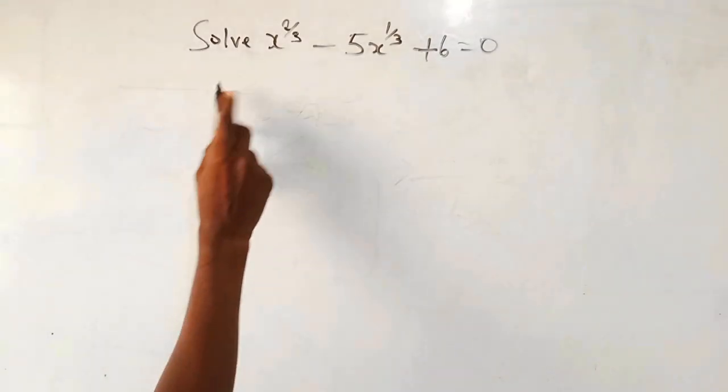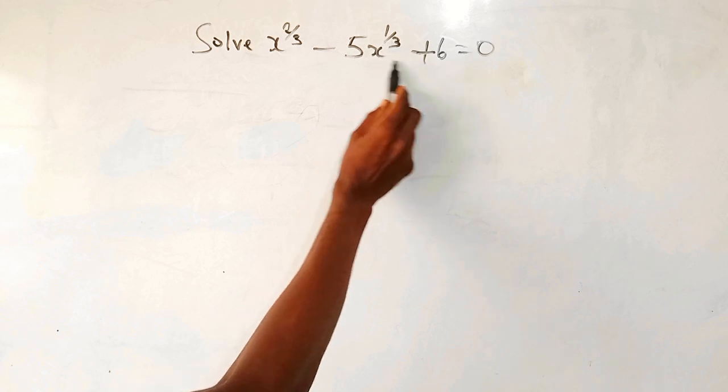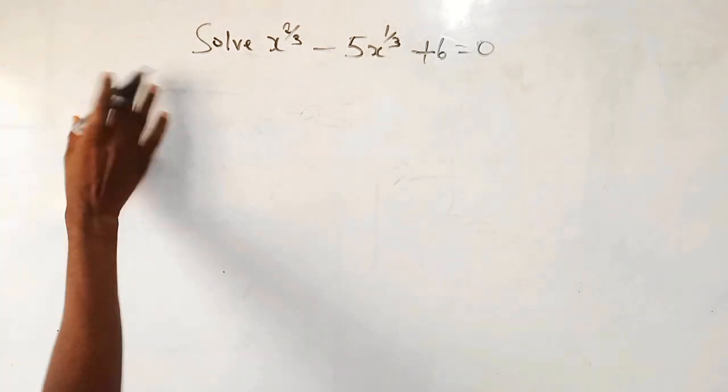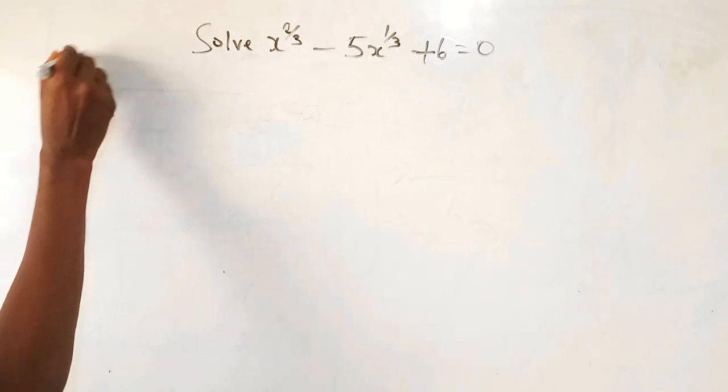Solve x to the power of 2 over 3 minus 5 times x to the power of 1 over 3 plus 6 equals 0. So how do we resolve this exponential equation? Solution.